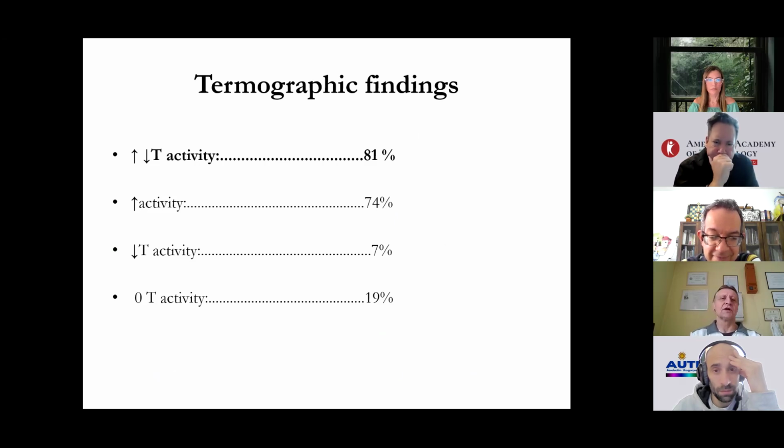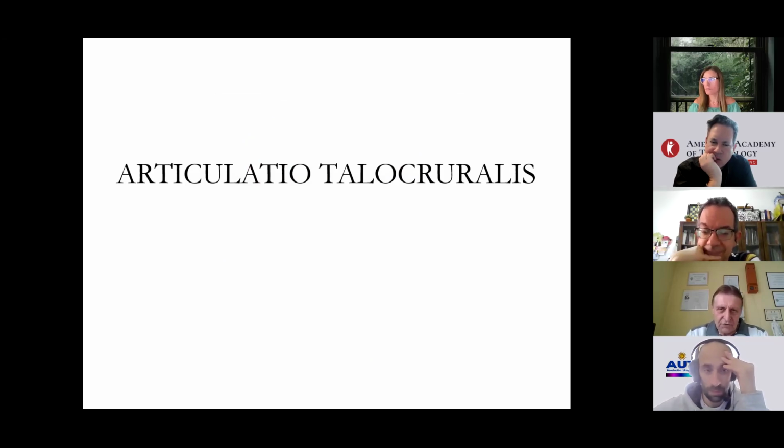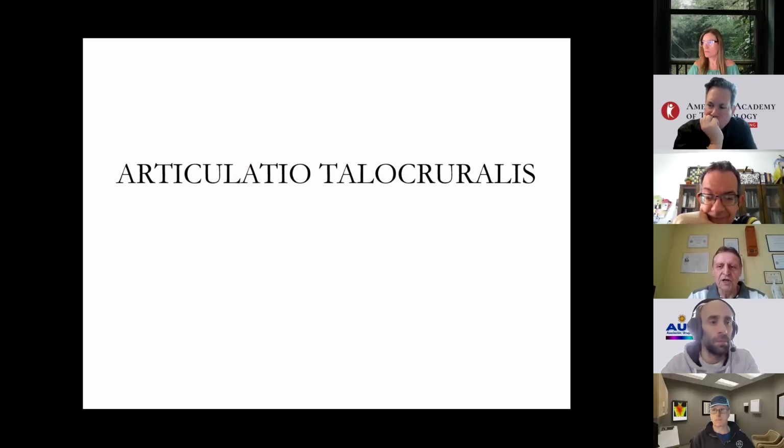81% of thermographic findings had changed temperature activity. From that, 74% had increased temperature activity, 7% decreased temperature activity, and in 19% we found a normal thermal pattern. On this graph, we can see the division of temperature findings. In the following part of my presentation, I would like to show you some examples of thermographic and sonographic findings in various parts of the ankle joint and foot.